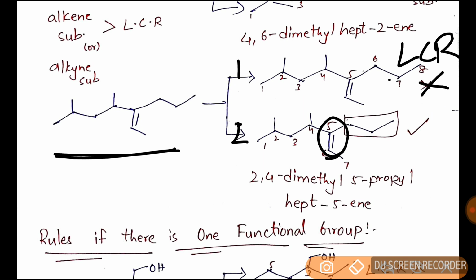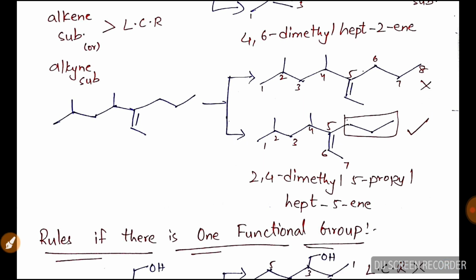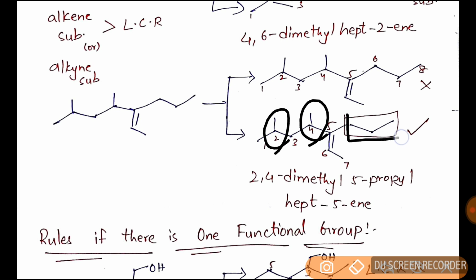As you could see here, there are 2 methyl substituents at 2nd position and 4th position. So the IUPAC name is 2,4 dimethyl and 5-propyl. As you could see here, this is propyl group, and also there are 7 carbons. So hept, at 5th position there is ene group, so hept 5-ene. So this is the nomenclature that has to be given when there is an alkene substituent. Okay, this is an important exception, guys.